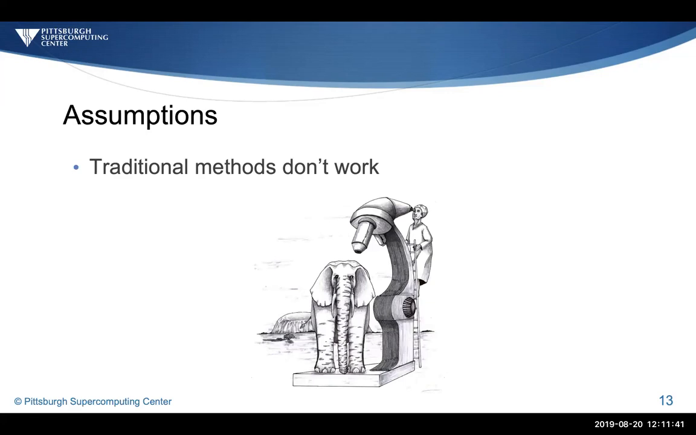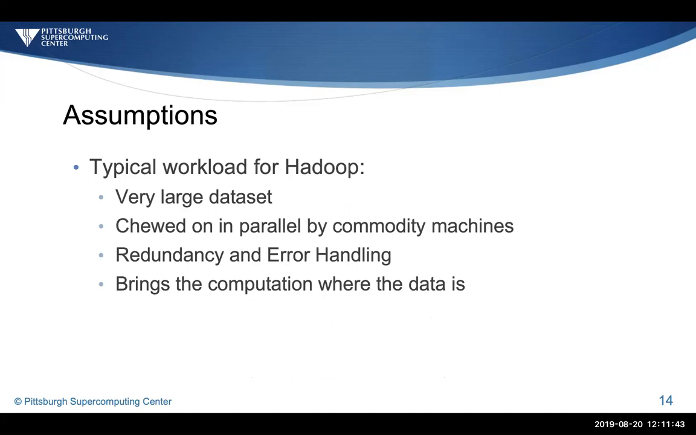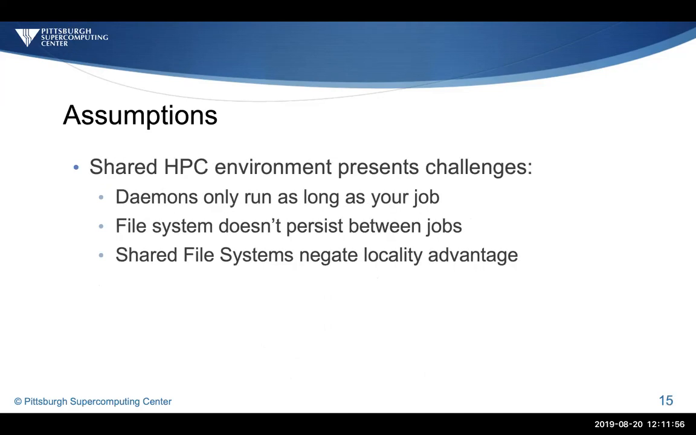However, trying to make all of this work on an HPC system isn't necessarily easy. Typically, they'll have a very large data set, which is chewed on in parallel by commodity machines. It provides redundancy and error handling and brings the computation to where the data is. However, in a typical shared HPC environment, the daemons only run as long as your job does, so they won't be consistently available. The file system doesn't persist between your jobs.